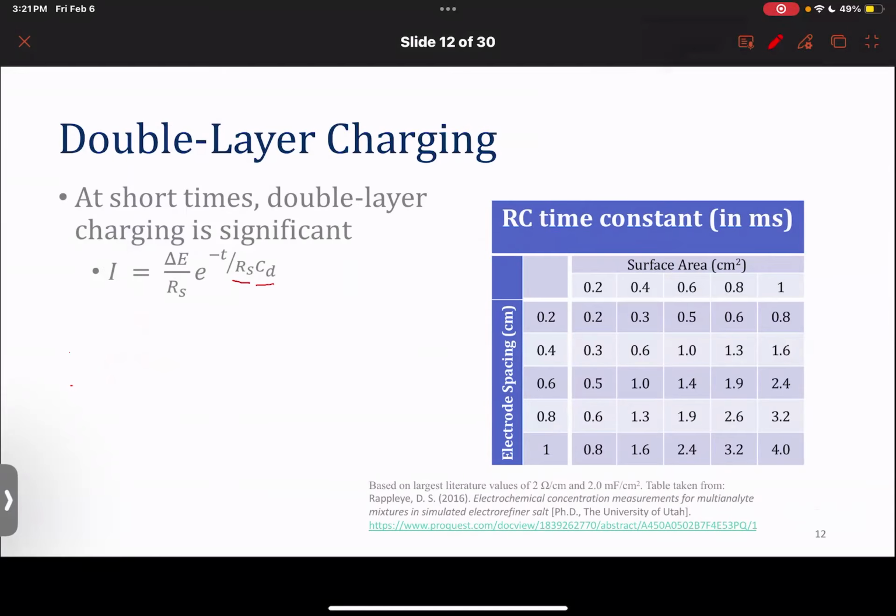I'm going to sketch for you what this looks like. Don't get your hopes up. I'm not a great artist. The double layer response has this exponential decay, and I'm doing a dotted line to show that. The diffusion controlled response of the Cottrell equation has a 1 over the square root of t response. So something like this. It decays more gradually, but at short times, the double layer charging is significant. And at longer times, the diffusion controlled current response becomes dominant.